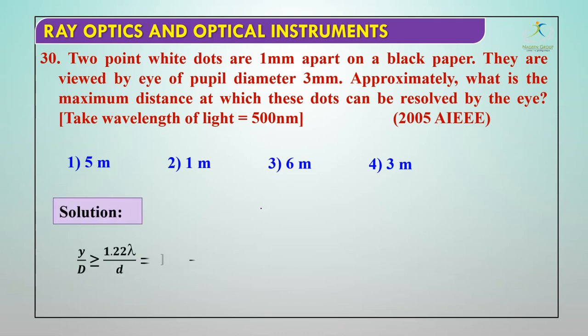Solution: we have y by d is greater than or equal to 1.22 lambda by d, and d is less than or equal to yd by 1.22 lambda. Put this value and get the result, 5 meter.